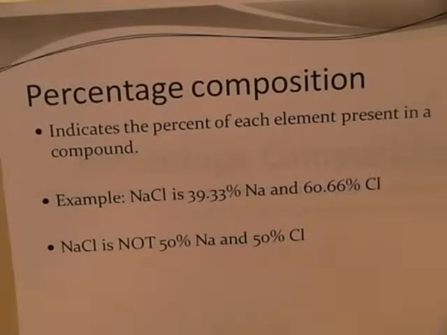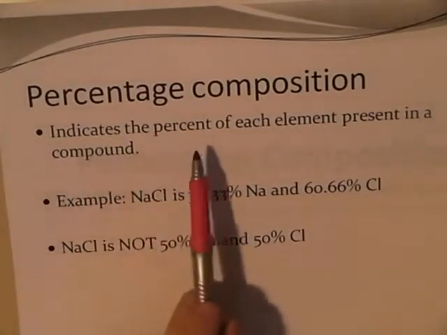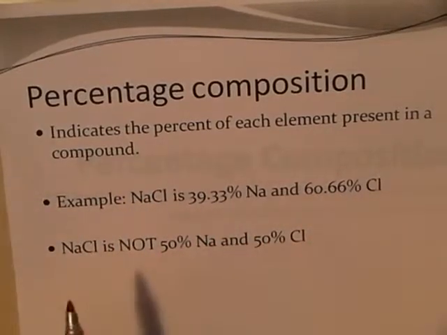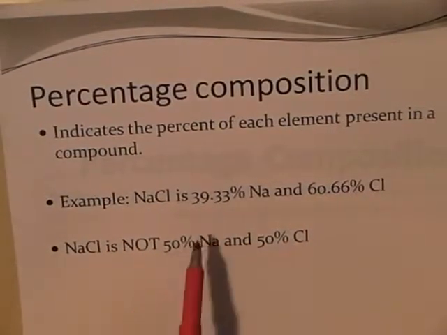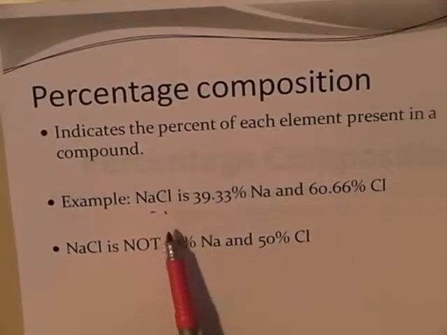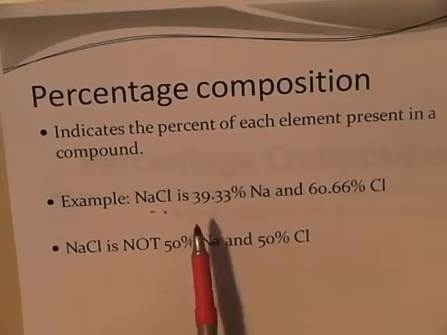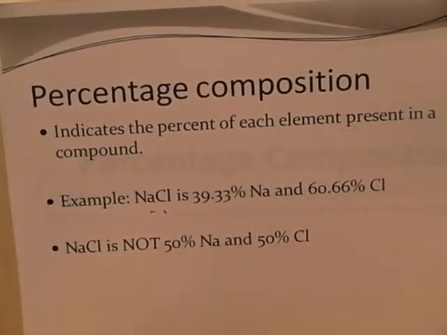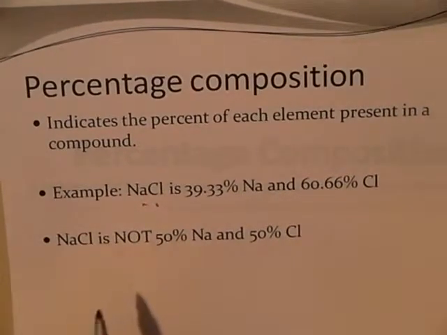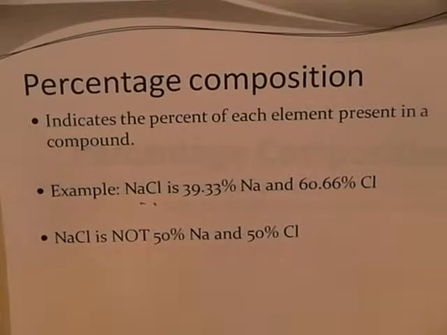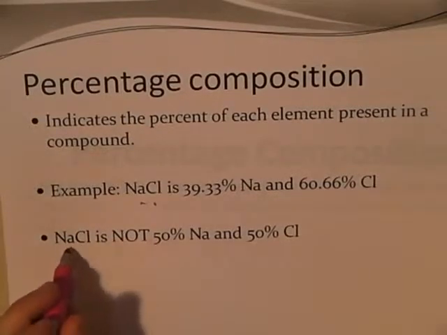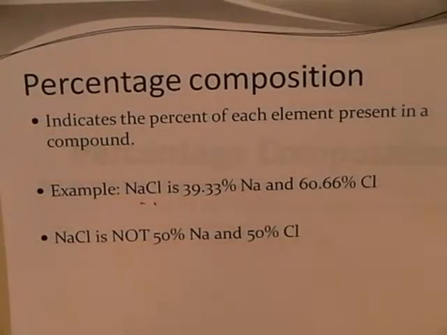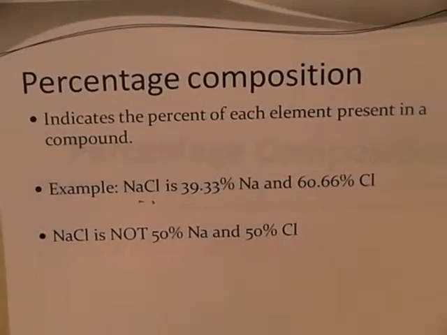Okay, so percent composition. It indicates the percent of each element present in a compound. So this is an example. If we were to break down sodium chloride, it is actually 39.33% sodium and 60.66% chlorine. All right, and there are so many times where I say, wouldn't chemistry be so easy if it was like this? And it's not. This is just another one of those times. NaCl is not half sodium and half chlorine. It doesn't work that way, unfortunately.